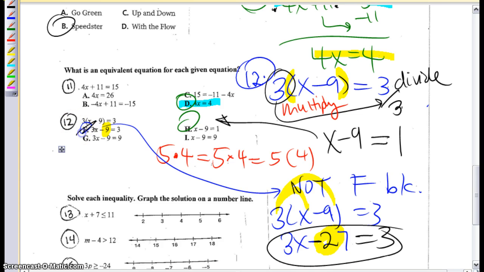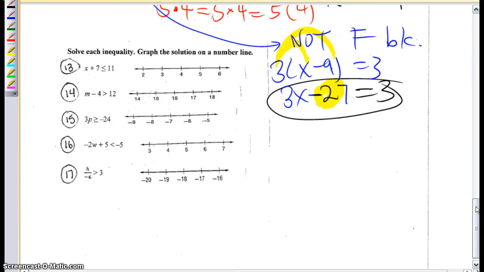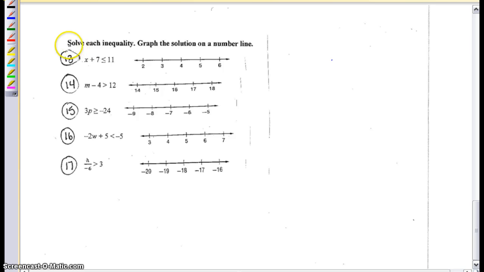And so it's not F, not G, not I, but it's actually H. And then for 13 through 17, the answer to 13, when you solve your inequality, not only are you graphing it, but you have to actually give the inequality. So for 13, x is less than or equal to 4. That's your inequality. And then your graph would look like that.